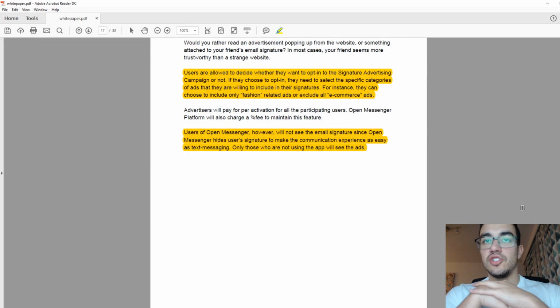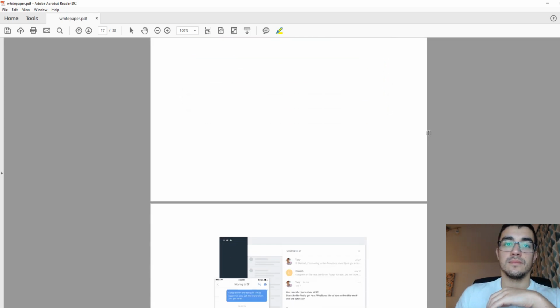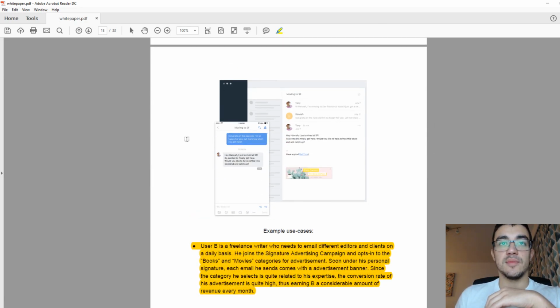Users of Open Messenger, however, will not see the email signature, since Open Messenger hides users' signatures to make the communication experience as easy as text messaging. Only those who are not using the app will see the ads. We have some visual examples of how it will look.